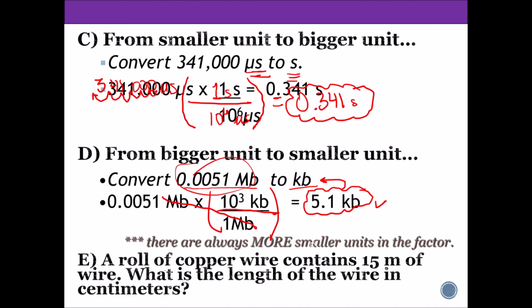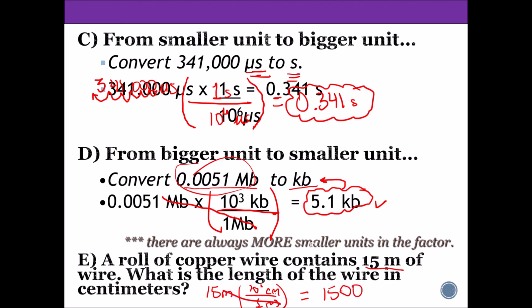Example E, a roll of copper wire contains 15 meters of wire. What is the length of the wire in centimeters? Write down your starting factor, 15 meters. Write down your conversion factor. 1 meter is equivalent to 100, or 10 to the 2nd, centimeters. 15 times 100 gives you 1,500.